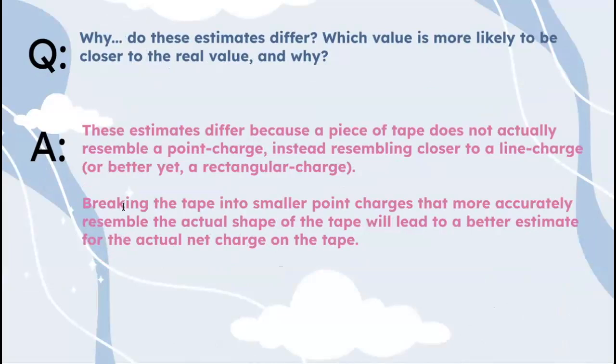Well, it's because a piece of tape is not a point charge. So the more point charges we use to model our tape, the more accurate our estimate would be. So here we use 10 point charges per piece of tape, which is pretty good, but also an actual piece of tape is much more.